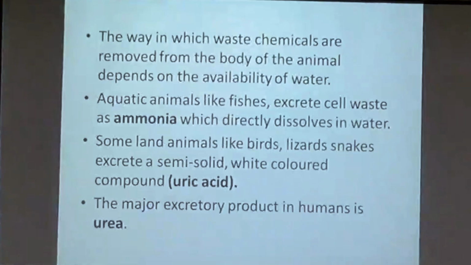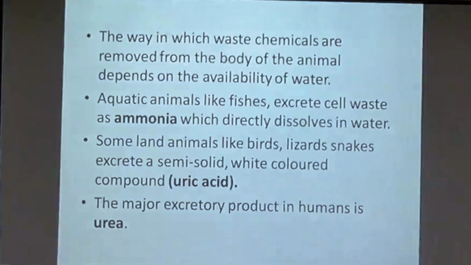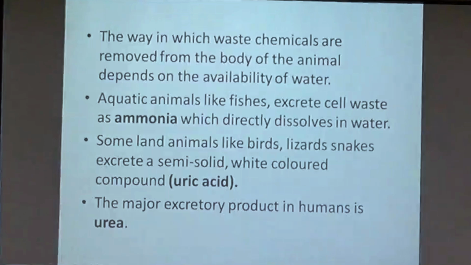Now, the way in which waste chemicals are removed from the body of animals depends on the availability of water. Aquatic animals like fishes excrete cell waste as ammonia, which directly dissolves in water. They are known as ammonotelic animals. Some land animals like birds, lizards, snakes excrete a semi-solid, white-colored compound which is known as uric acid. So such animals are known as uricotelic animals. And a major excretory product in us, that is human beings, is urea, and we are known as ureotelic animals.